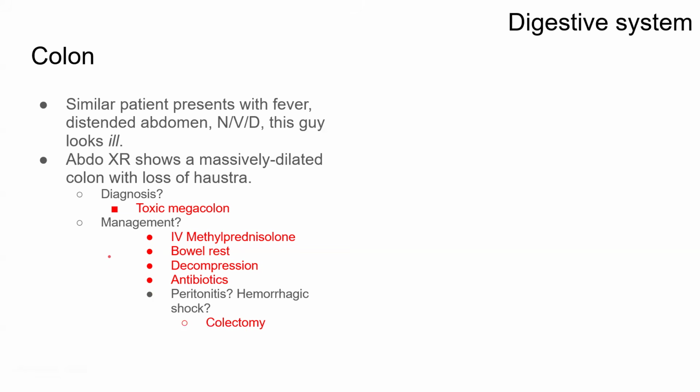So, you might see a question where you have a picture like toxic megacolon, and then it's like, which of the following is the next step? And you'll see options like IV methylprednisolone, and then you'll also see the option for a colectomy. You only need to do a colectomy at that moment if they have peritonitis or if they're unstable, like hemorrhagic shock, then you need surgery. Otherwise, you can be less invasive.